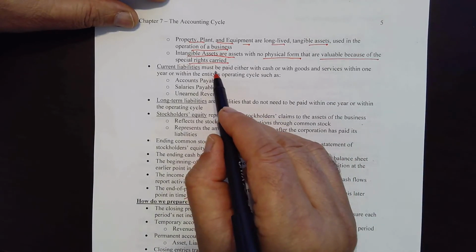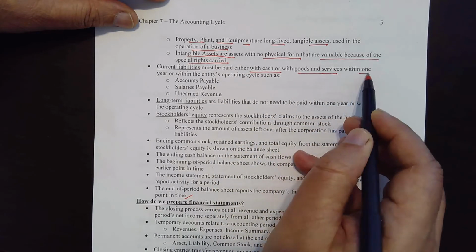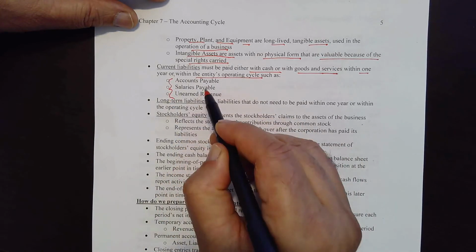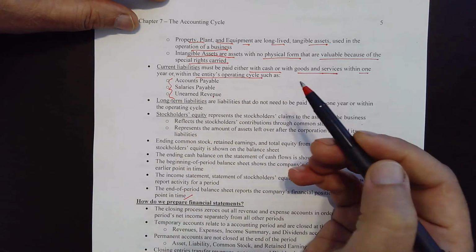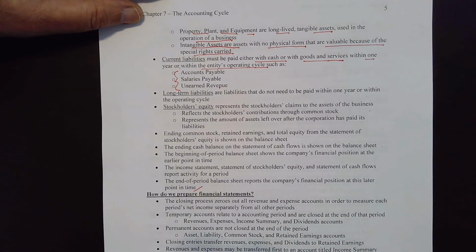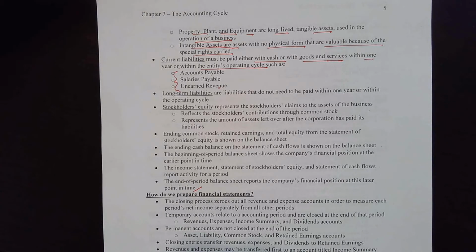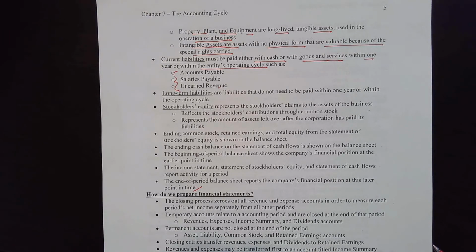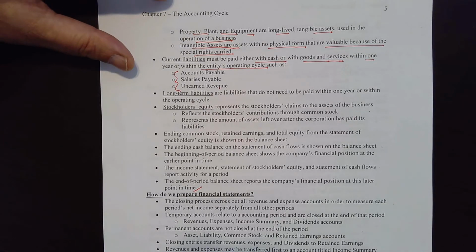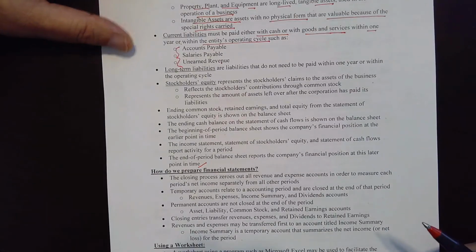Current liabilities must be paid either with cash or with goods or services within 1 year or within the operating cycle. So it's like accounts payable, salaries payable, unearned revenue. These are considered current liabilities. Long-term liabilities are the liabilities due beyond a 12 month period, and that's why they are called long-term liabilities.